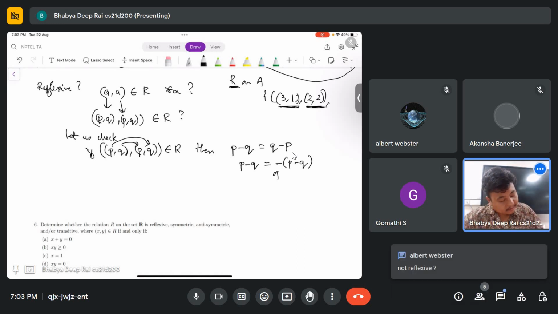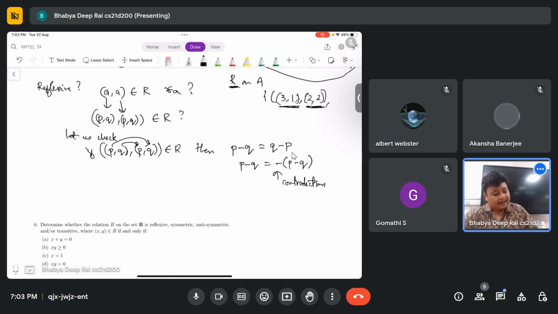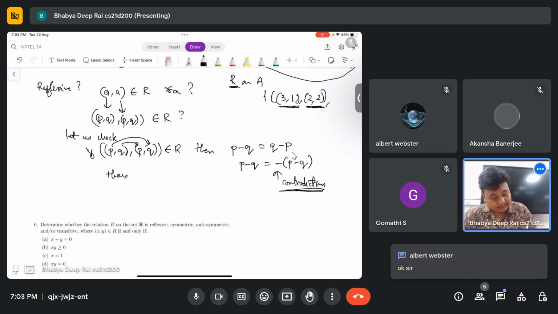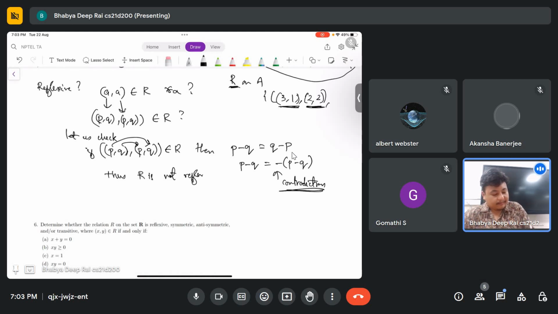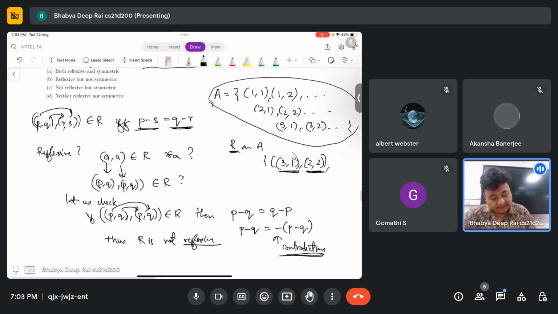This is a contradiction. Yeah, Albert, it is not reflexive. That's right, because we are getting P minus Q equals minus (P minus Q), and these are positive integers. This can never happen. Thus R is not reflexive. Okay, so we've reduced the answers.